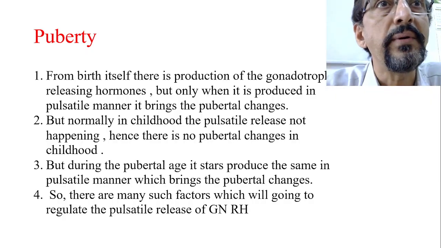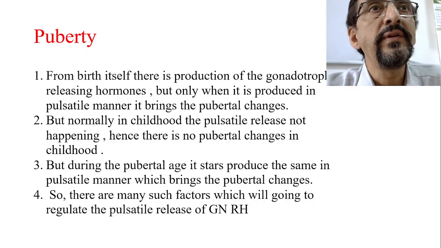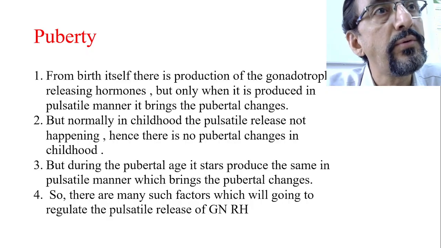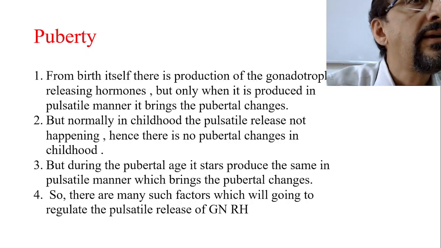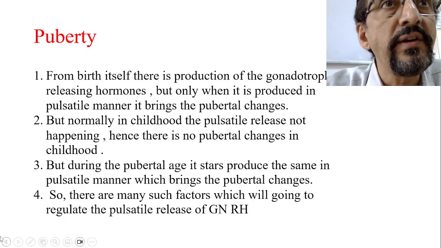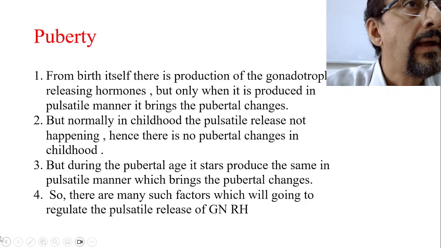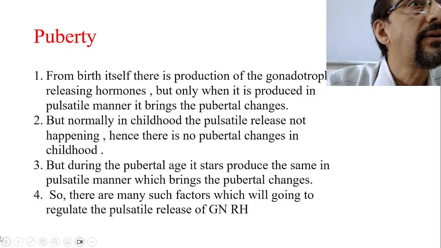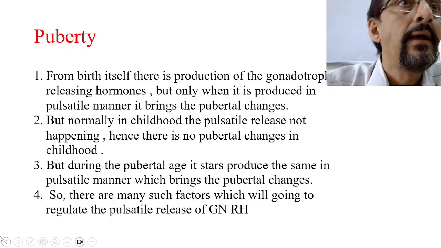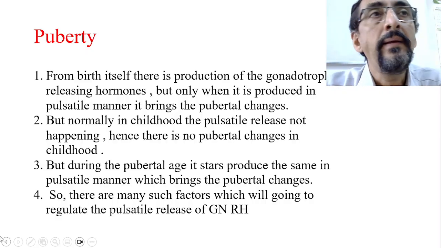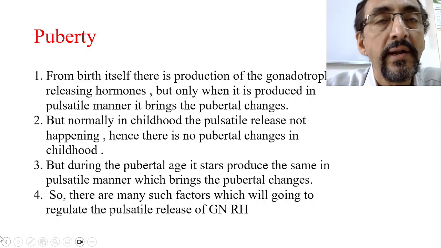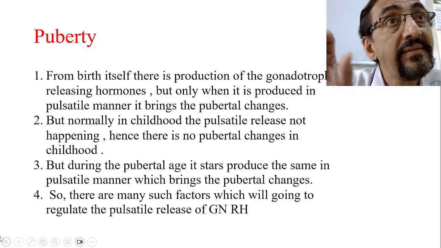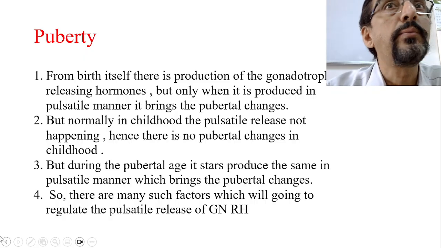Now this is very, very important. It is not that gonadotrophin is produced only during puberty. No, from the birth itself, from the fetal stage itself, the gonadotrophin production will be there. But at that time it is produced at a very slow pace but in a continuous way. When this gonadotrophin is produced continuously at a slow pace, it is not able to bring the pubertal changes. That means it is not able to act on the target organs like ovary and gonads, and adrenals, etc. But if it is produced in a pulsatile manner, then only it is able to bring the pubertal changes.